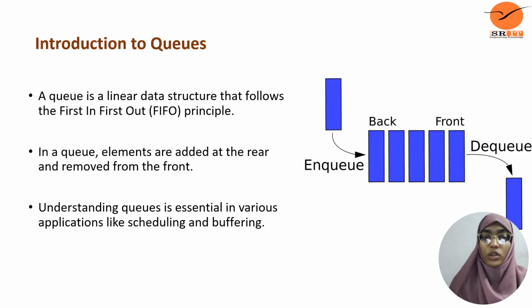In a queue, both the sides are opened. One end is known as rear end, another end is known as front end. Queues is essential in various applications like scheduling and buffering. You can see the diagram over here. The first one is NQ, which is the front end, and the DQ, which is rear end.